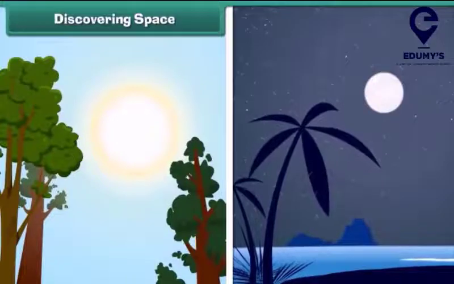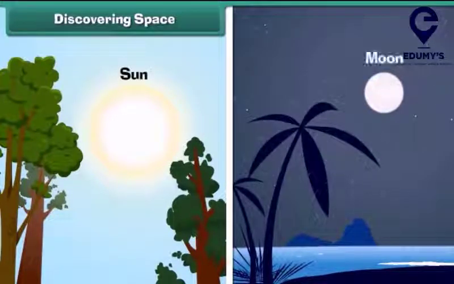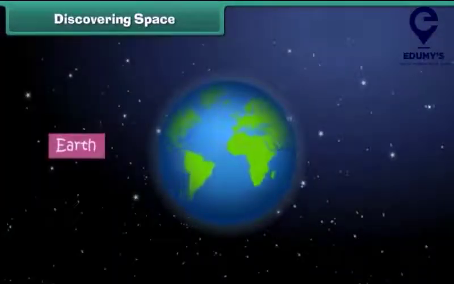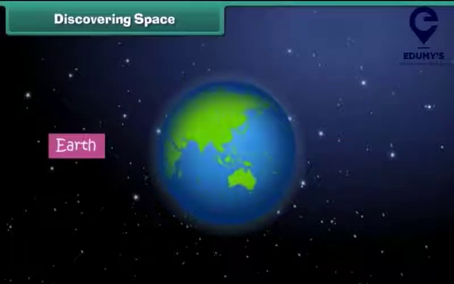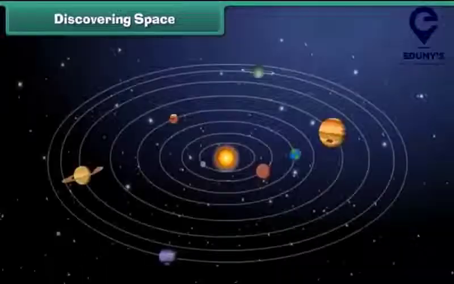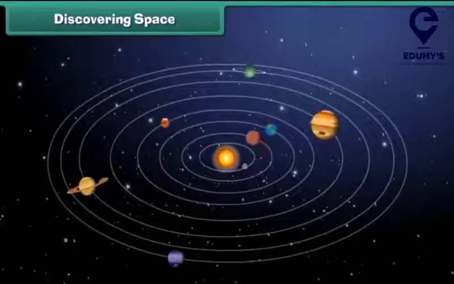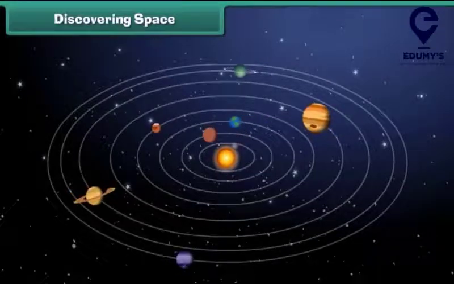Discovering space. Sun, moon and the stars that we see in the sky are all located in space. The Earth on which we live is also in space. Everything from the small dust particle to the large planet is placed in space.